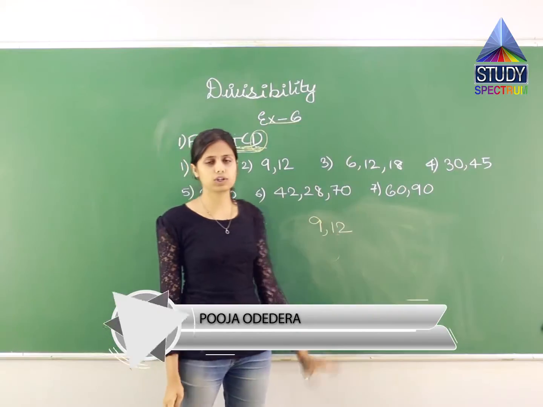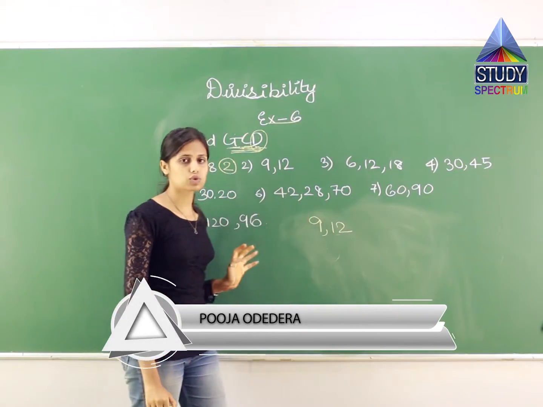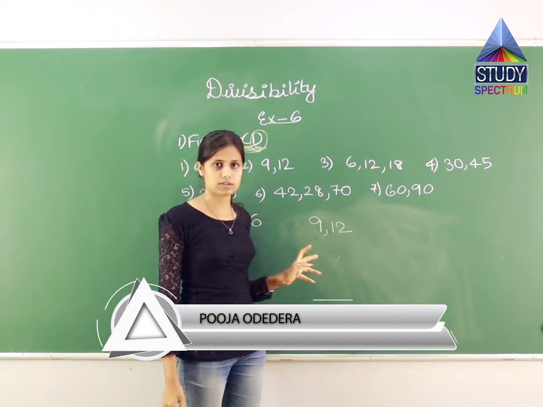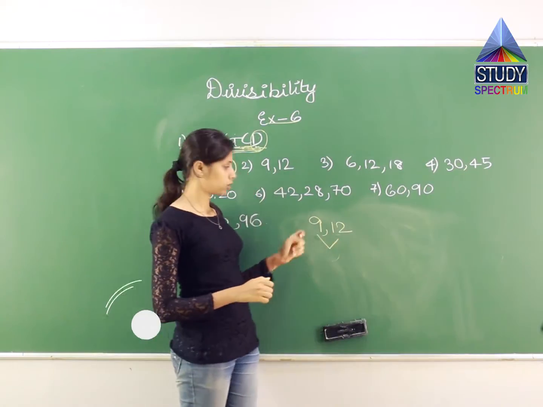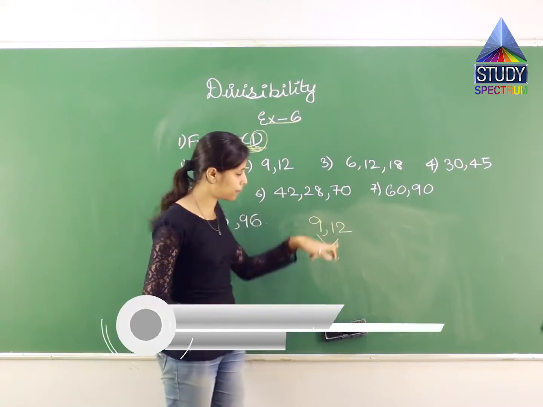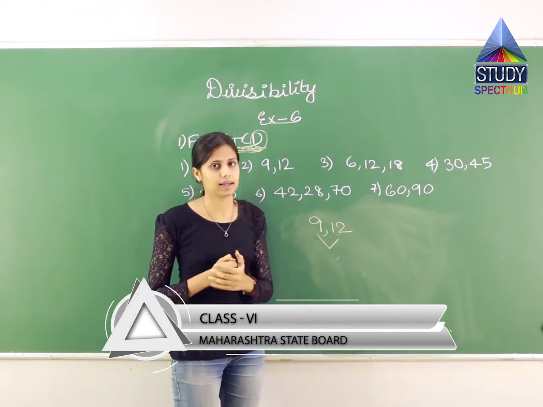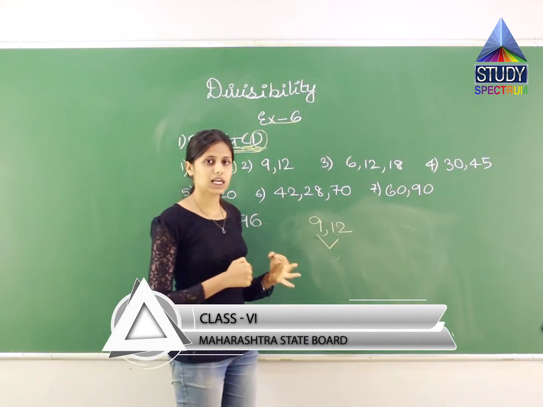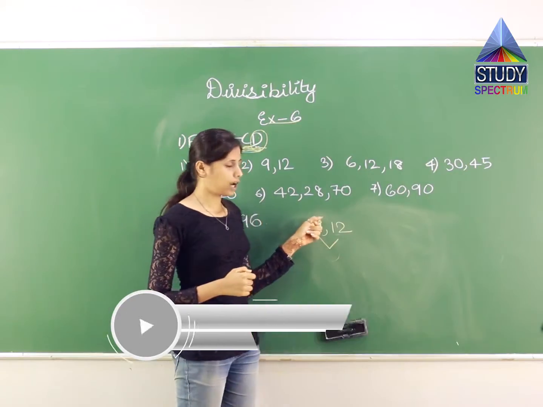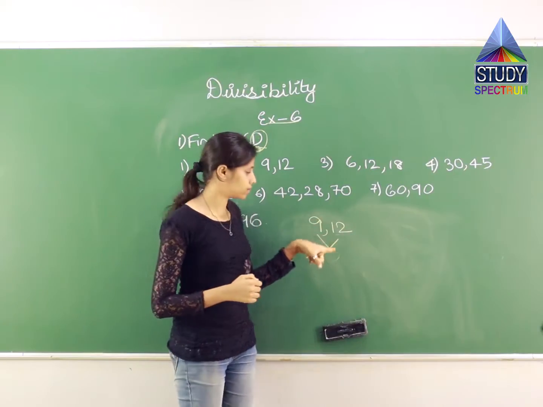Now next question. In the next question I have 9 and 12. They are the two numbers given to us. Similarly, like previous question, we have to find the common divisors. So tell me what are the common divisors for 9 and 12? 2, 9. 2 के टेबल में 12 तो आता है, 9 नहीं आता है because it is not an even number, right? So 2 not possible. What about 3?